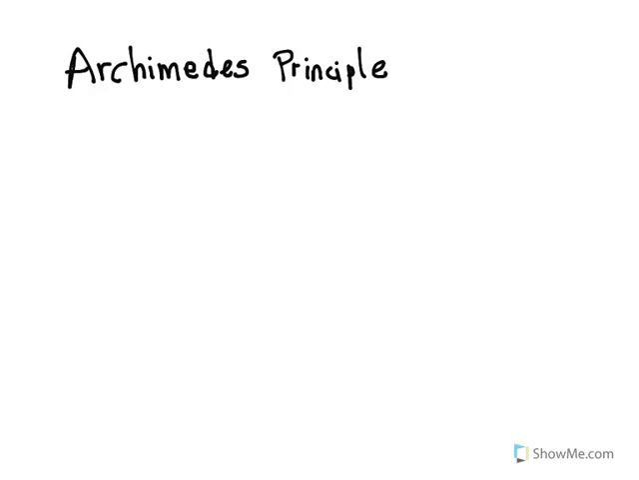This tutorial deals with Archimedes' principle, and Archimedes was a Greek philosopher from Syracuse. He proposed how certain systems float in a fluid, while others are not able to float, and this is due to a force called the buoyant force.